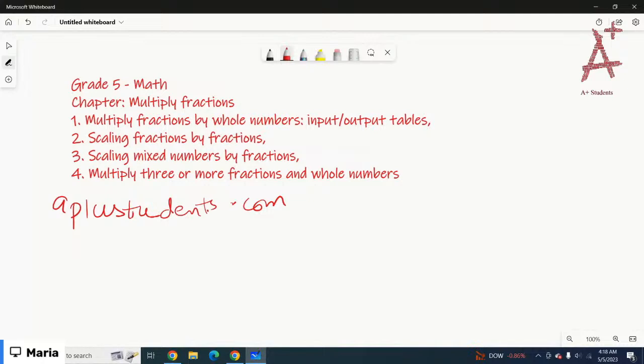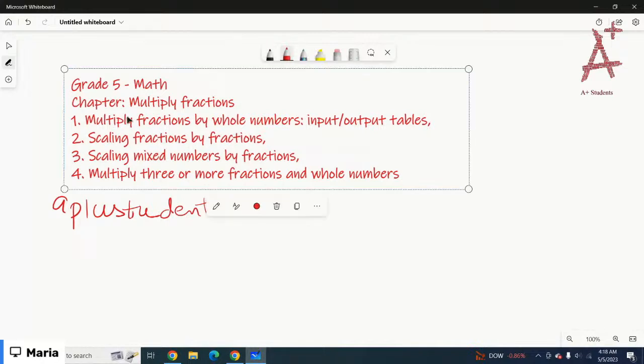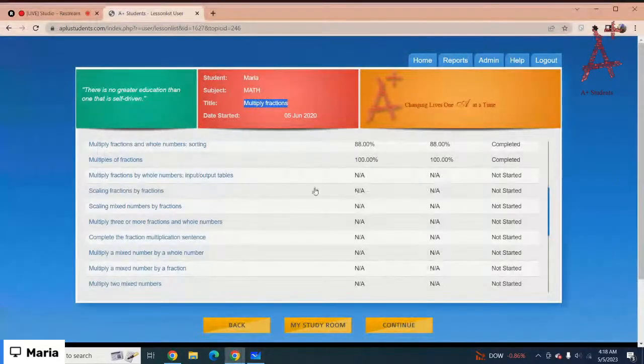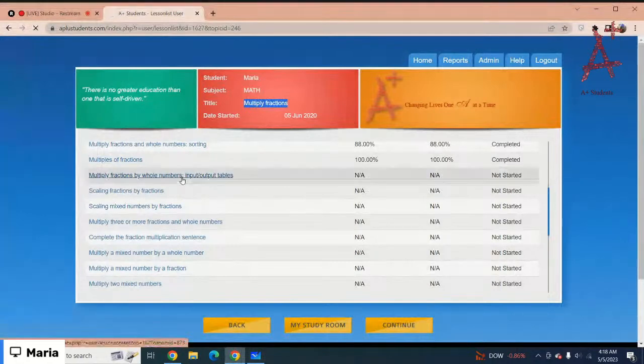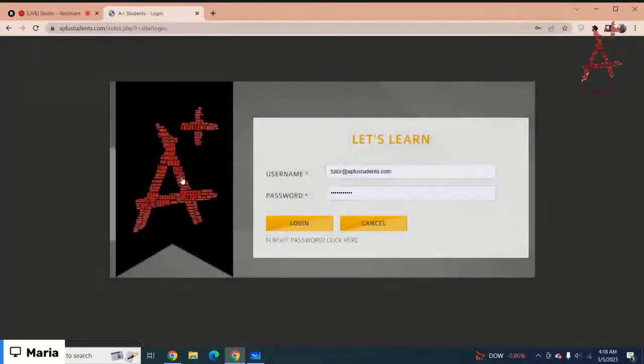We're going to start with the chapter multiply fractions, and the lessons we're going to cover are multiply fraction by whole number, input output tables, scaling fractions by fractions, scaling mixed numbers by fractions, multiply three or more fractions with whole numbers. So let's start with the first lesson: multiply fractions by whole number, input output table.